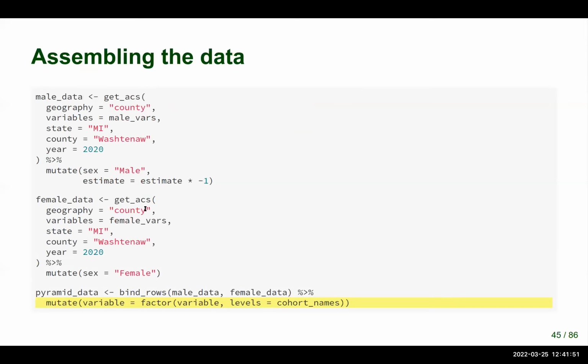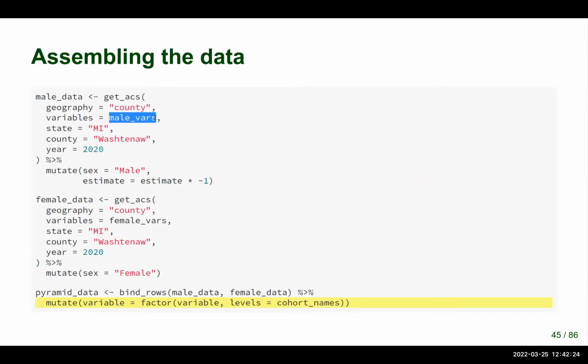My data assembly is going to look like this. I'm going to step you through step by step how we're preparing data for the pyramid. I'm going to make two separate calls to getACS to do this. The first is I'm going to create a data set called male_data. And you'll see why I want to separate those out just for purposes of illustration. For my male data, I'm saying geography equals county. I want Washtenaw County, Michigan, which is where the University of Michigan in Ann Arbor is located.